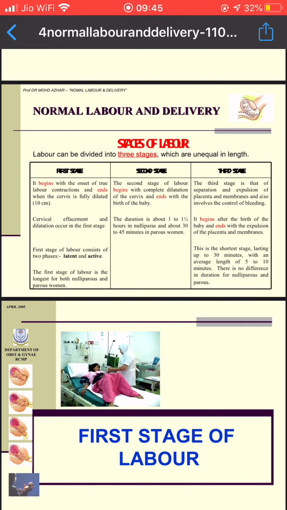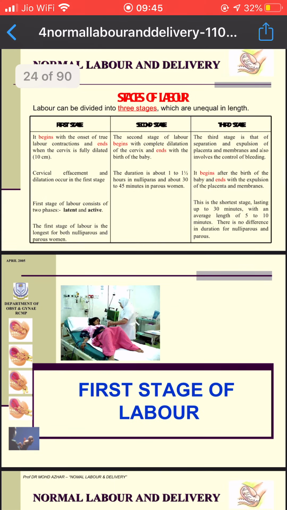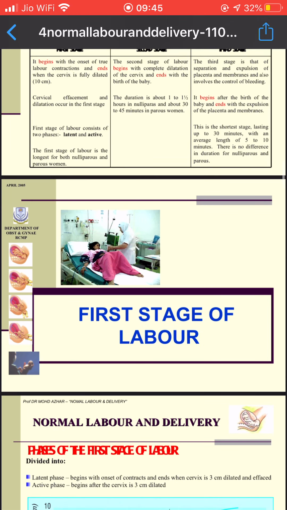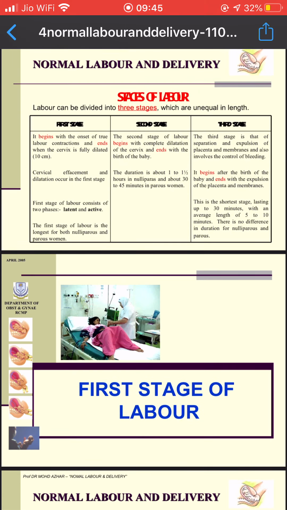Now, what is the second stage? The second stage of labor begins with complete dilatation of the cervix and ends with the delivery of the baby. The duration is about 1 to 1.5 hours in nulliparous and around 30 to 45 minutes in a multiparous woman.